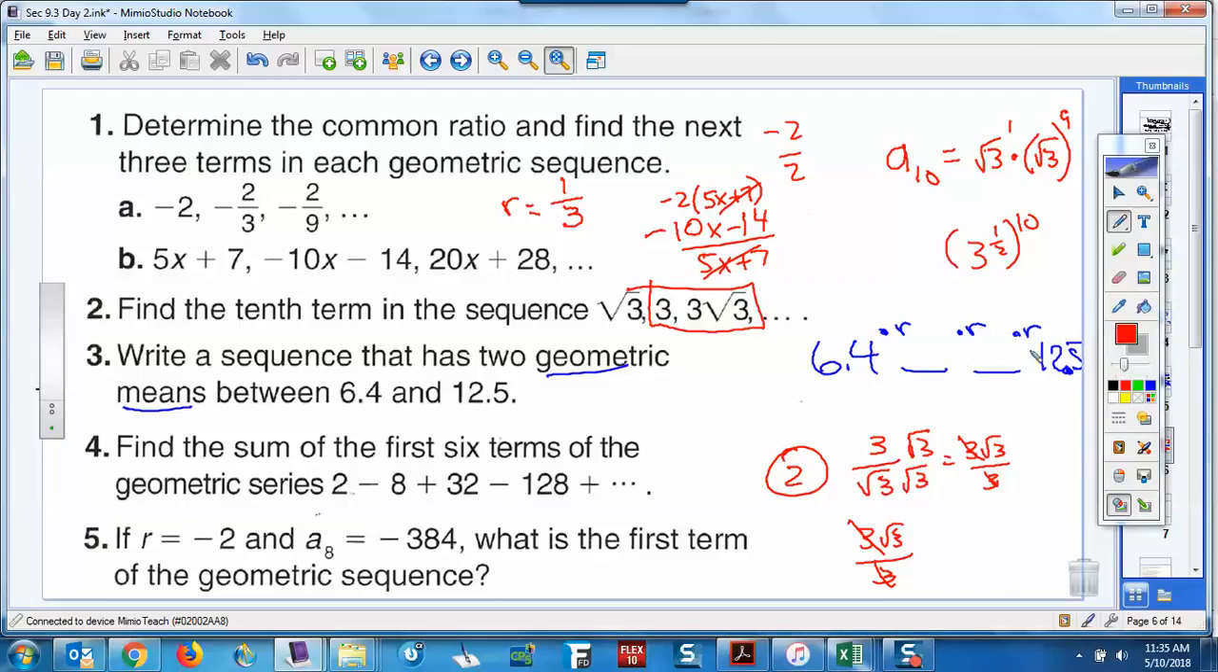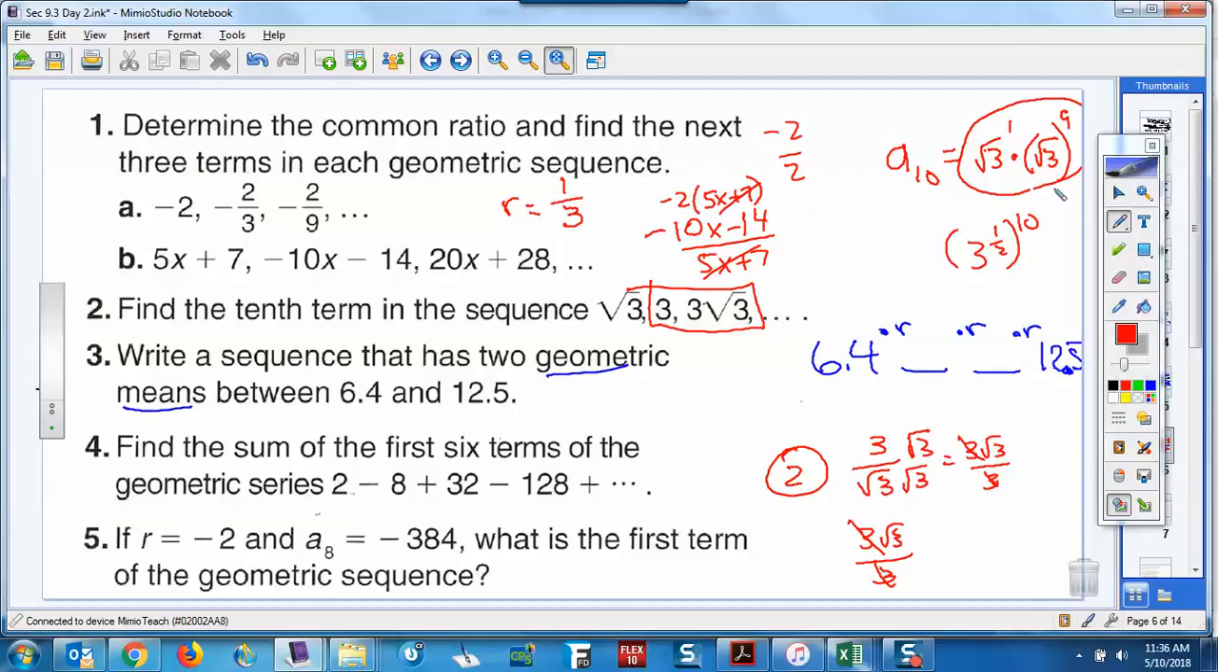3 to the 5th is what? 243. Now, you got your calculator too, though, right? And you can just multiply that out. Since it comes out nice, 243, you're good, right? If it had come out in decimal, then you'd have had to kind of figure out what the square root was, right? So just to think that through. The other thing you can think is square root of 3 to the 9th.